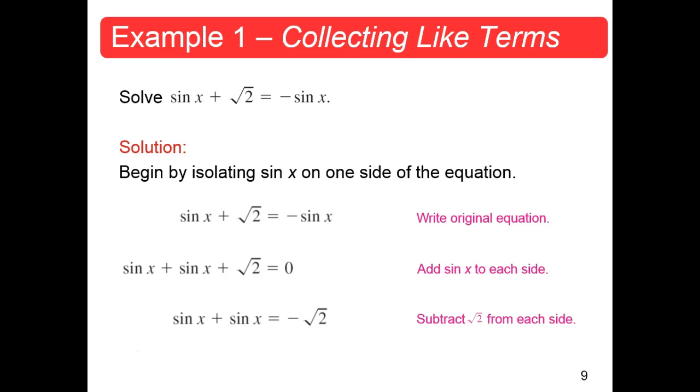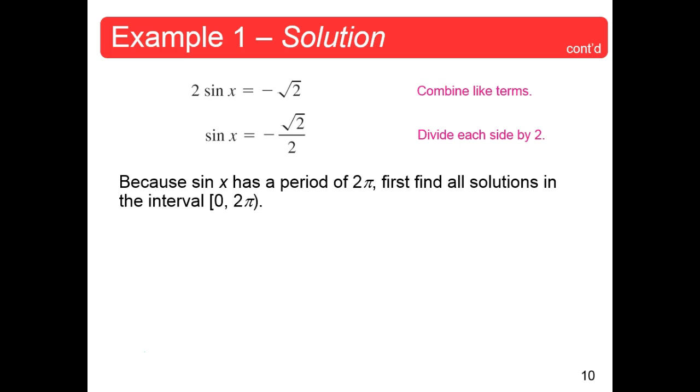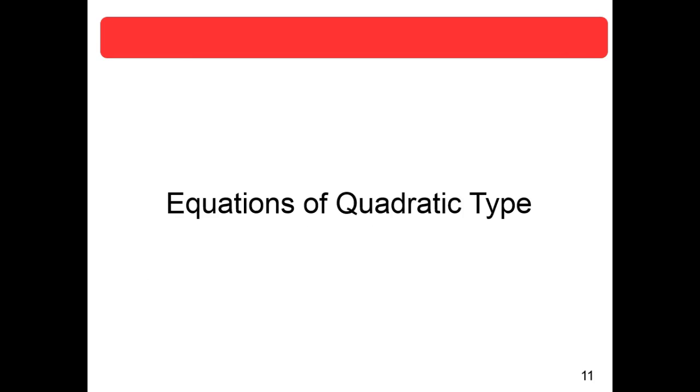Anyway, that gives you 2 sin x equals negative root 2, sin x equals negative root 2 over 2, and in the interval of 2 pi, we'll find all solutions in 0 to 2 pi: 5/4 pi, 7/4 pi, plus 2n pi. All right, we will start next time with example 2.